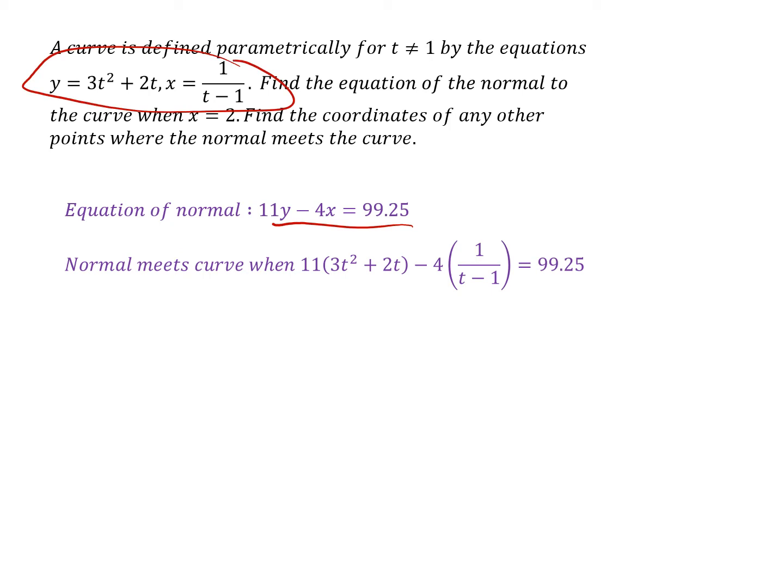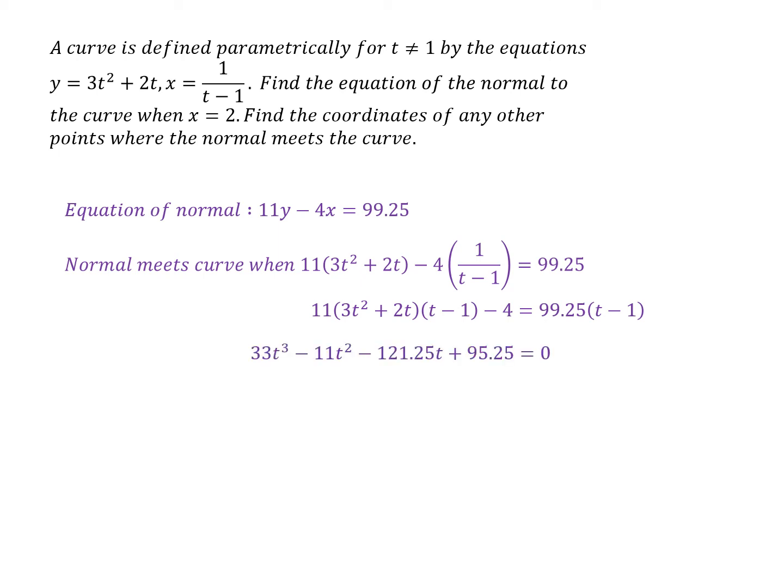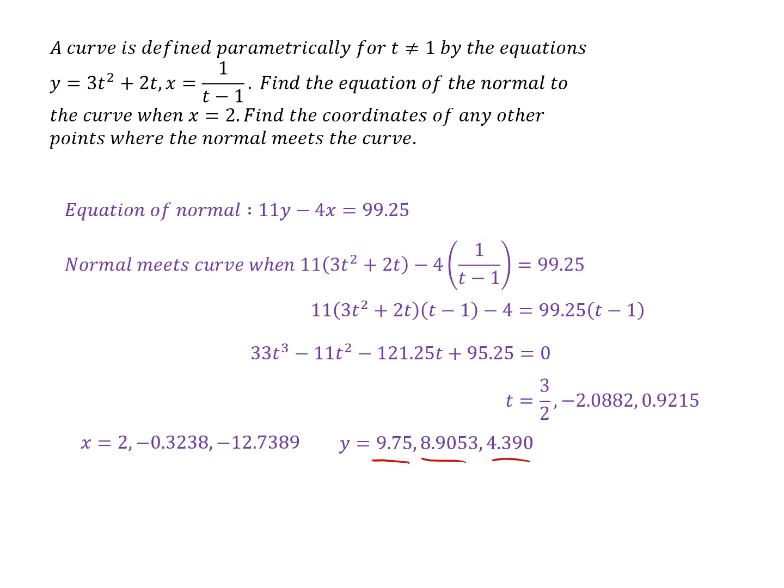What I've decided to do here to make sense of this is to multiply through by t minus 1 and then simplify, and I get a cubic in t. Popping that into my calculator, I get 3 values of t. I'm not surprised by t equals 3 over 2, because that's the value of t we get when x equals 2. We know that is one place where the normal cuts the curve, so that's nothing new. But then we've got these 2 other values of t. Substituting those 2 values of t into the expressions for x and y gives us these 3 values for y and those other 2 values for x, other than the 2 that we already know.